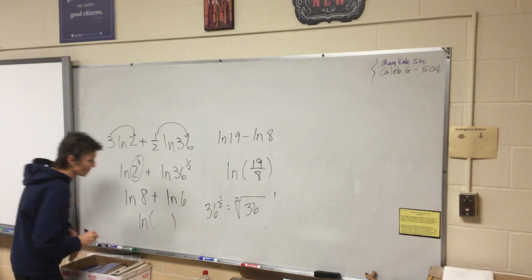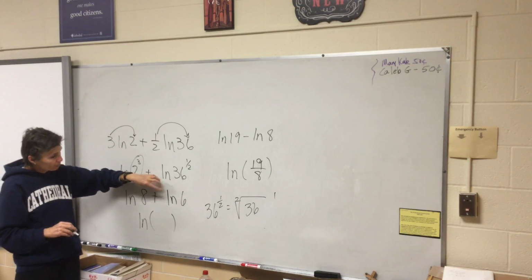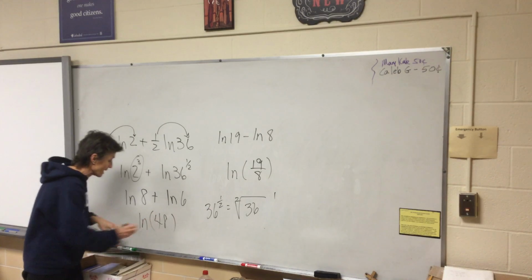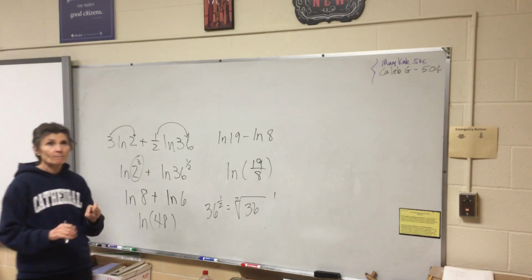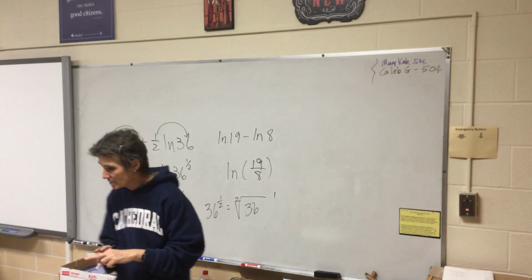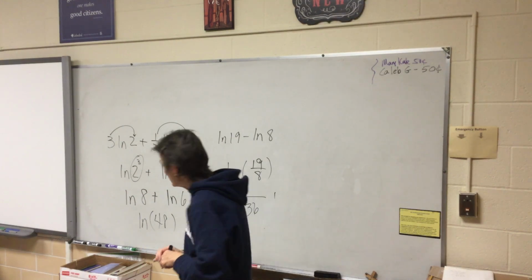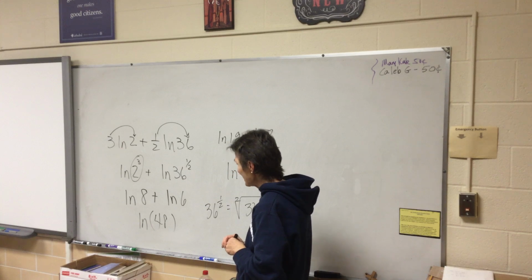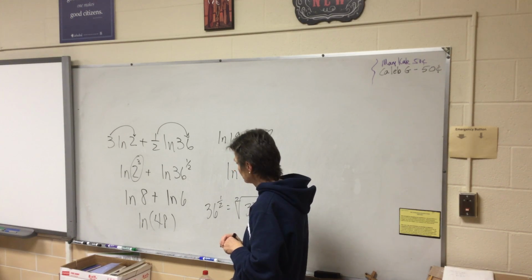Now, one more step. We got to put them together. We have a log plus a log. So it would be 48. So it'd be ln 48. Don't forget the ln. You're combining the 2 logarithms into 1 logarithm. So don't forget that it's going to be an ln answer, ln 48.